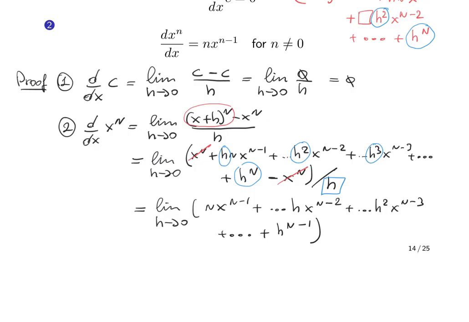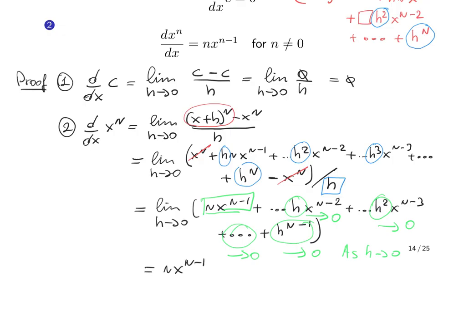And now look at what happens to the limit. When we let h go to 0, the only thing that's left is this term. Here you have an h, so this term will go to 0. Here you have an h squared, so this term also will go to 0. All of these terms will go to 0. This one will also go to 0 as h goes to 0. And what are we left with? Basically only the first term. So our limit becomes n times x to the power n minus 1, just like we had to prove.